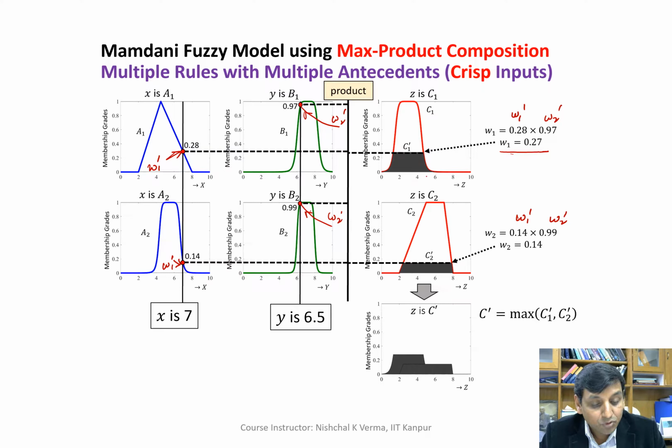These two outputs, when we aggregate, we are getting this as the output. So in this case, this is the fuzzy output, and this we can convert into the crisp value again by the suitable defuzzifier.